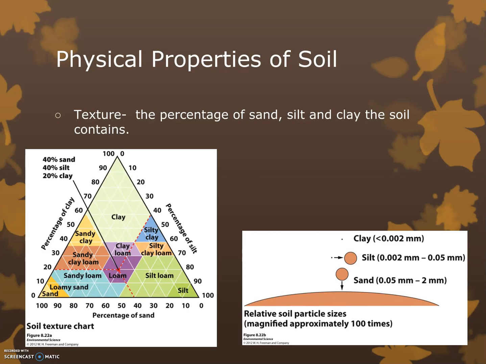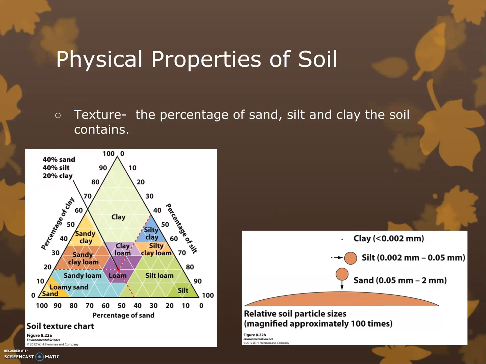Texture is the percentages of sand, silt, and clay in the soil. So we learned how to read that diagram so that we can find what type of soil we have. Loam is the word for the type of soil that we like the best. It's the best combination, the best ratio of sand and silt and clay. We know that we need all three types of these particles in order to have good quality soil.